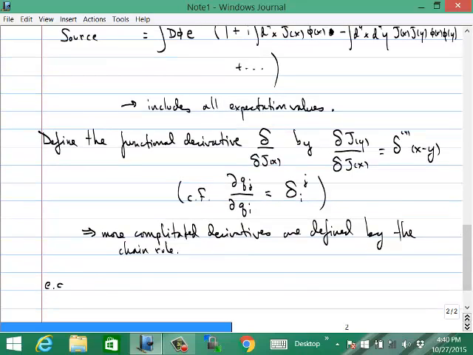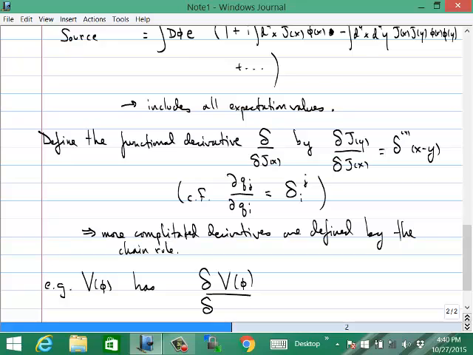So, for example, if you have some function v of phi, where phi is a field, then the variational derivative of v with respect to phi of x is v prime at phi of x, where prime here is just the usual derivative with respect to phi.